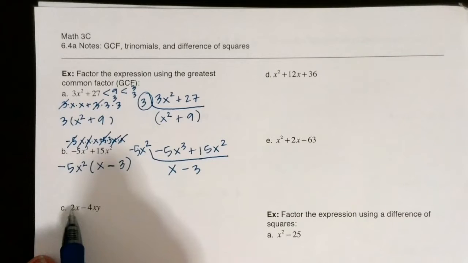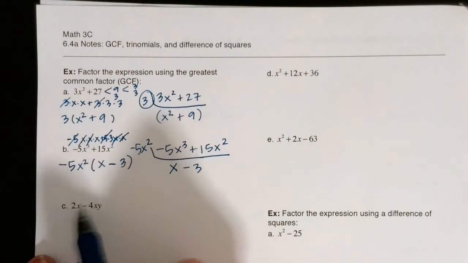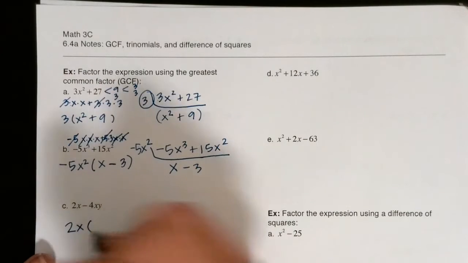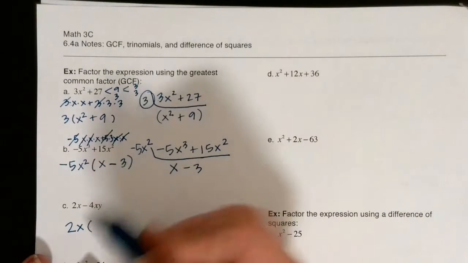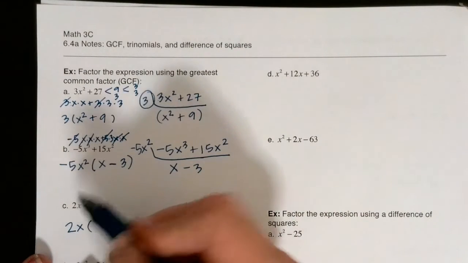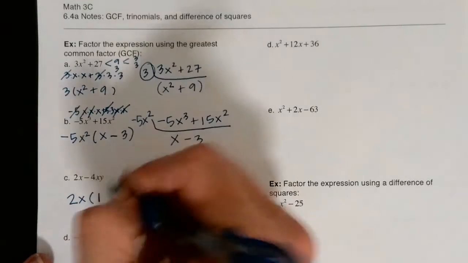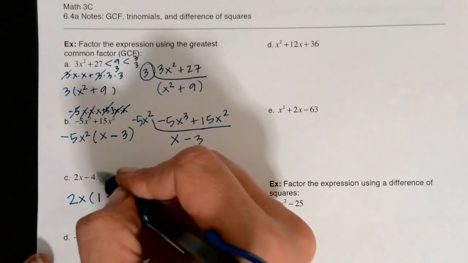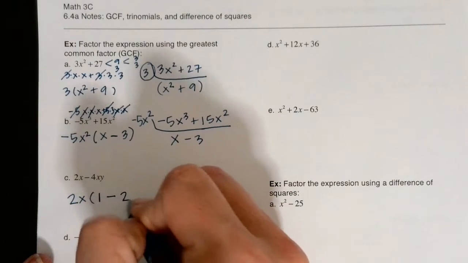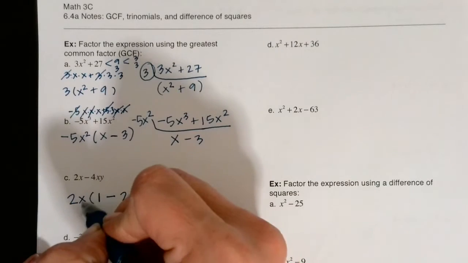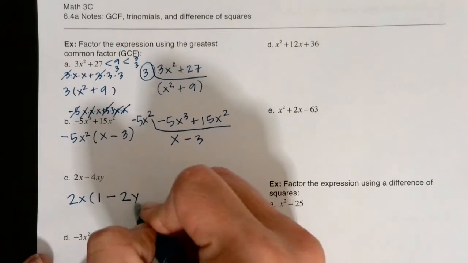Start with the numbers because that makes life easier for you. They're both divisible by 2, and they're both divisible by x. So 2x times what is 2x? You need the 1 there. That's a placeholder. 2x times what is 4xy? Well, we need a 2 because 2 times 2 is 4. We don't need any more x's because we already have the x, and we need a y.